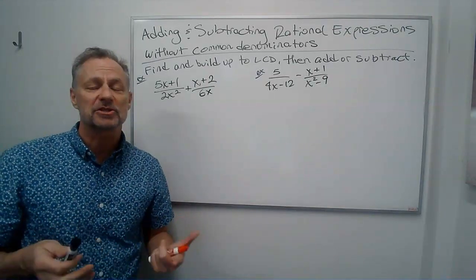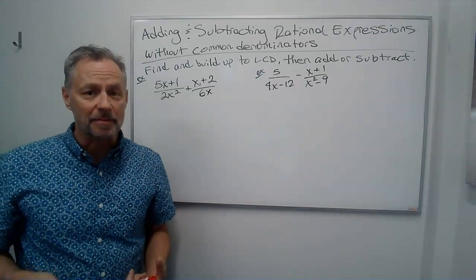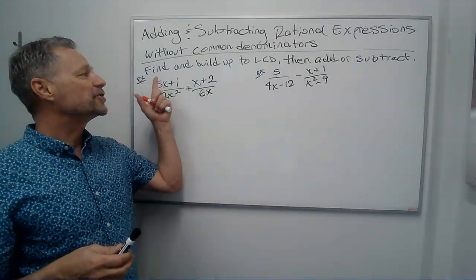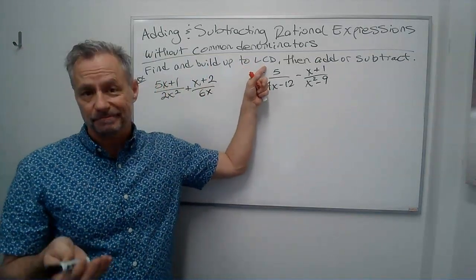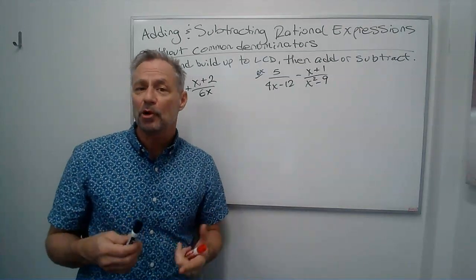Essentially, since a rational expression is a fraction, in order to add or subtract them, we need to get a common denominator. So the first thing we're going to do is find and build up to the least common denominator, and then we're just going to add or subtract, then reduce if appropriate.